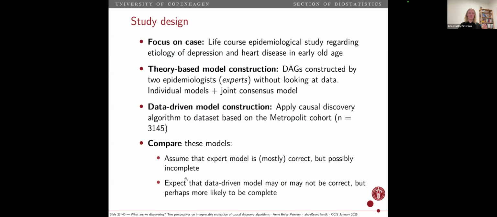And our general way of doing that is to assume that the experts are mostly correct, but possibly incomplete. And that the data-driven model may or may not be correct, but maybe it's a little bit more complete. Maybe it has additional information that we overlooked.